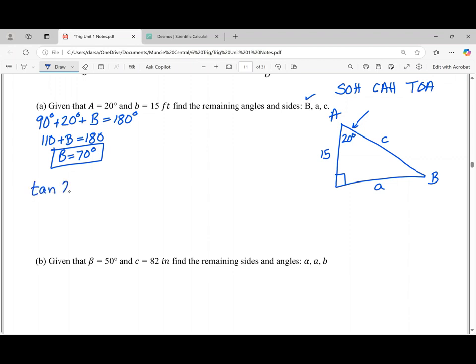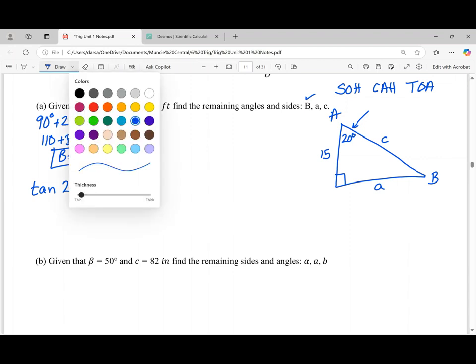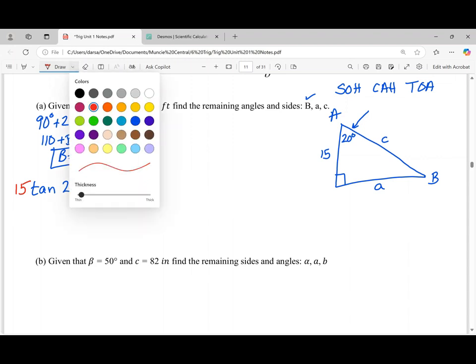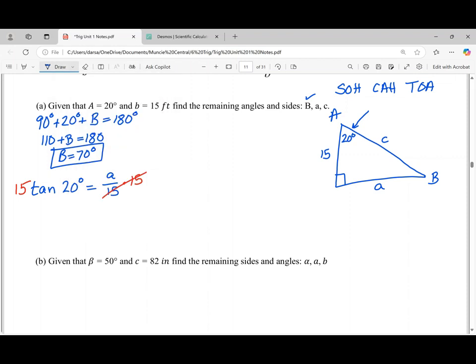So we will write our equation. The tangent of 20 degrees is the opposite side a over the adjacent side 15. Now we need to solve this equation for a. To do that, we will multiply both sides by that denominator 15. That's always the first step. Multiply both sides by the denominator. That cancels out those denominators. And things are much easier to solve when there's no denominators involved. That means that a is equal to 15 times the tangent of 20 degrees.